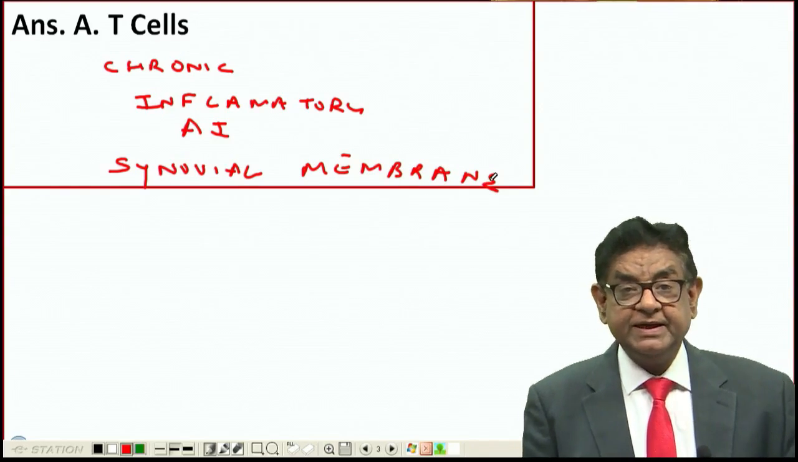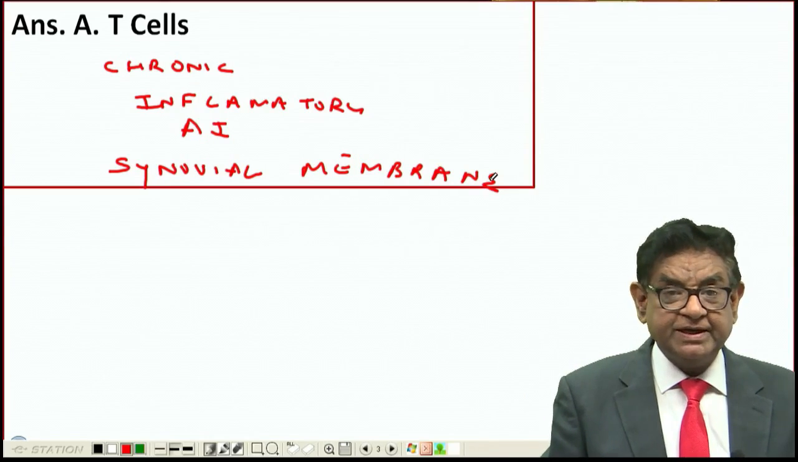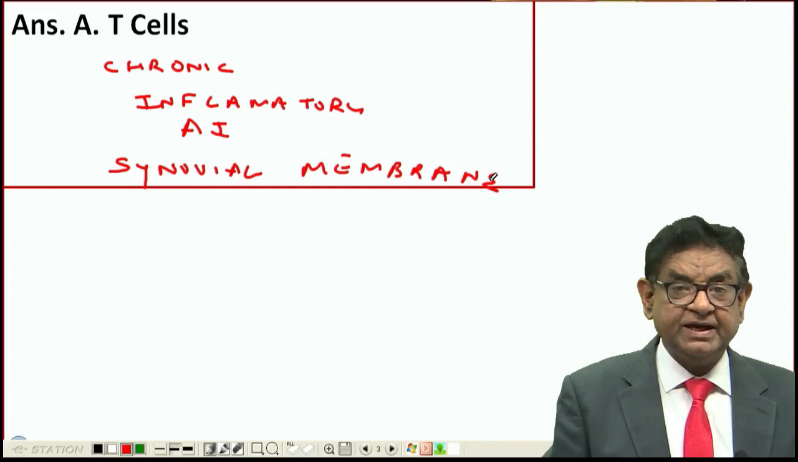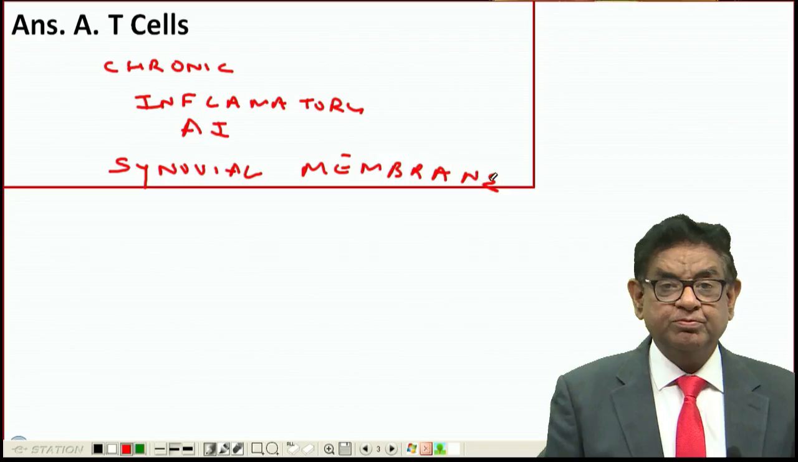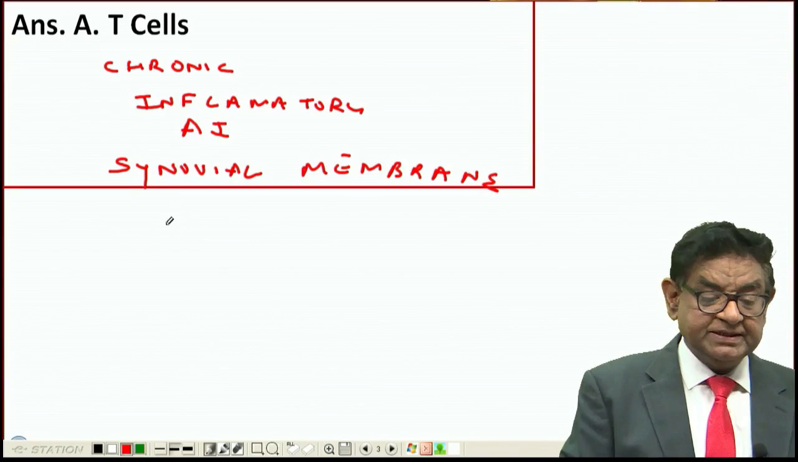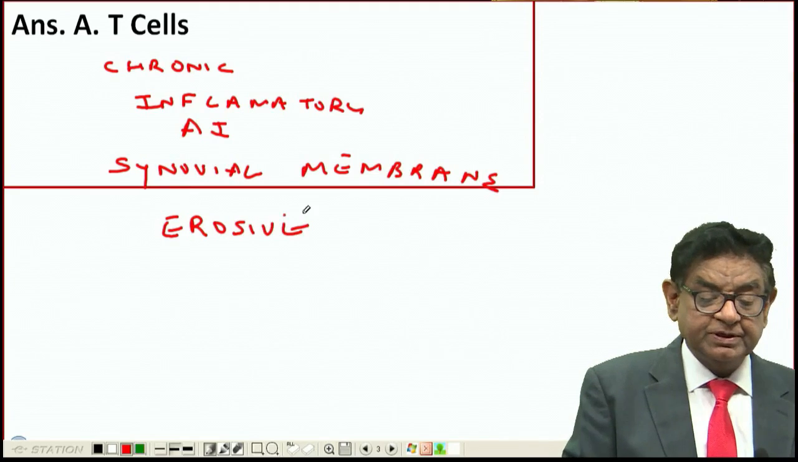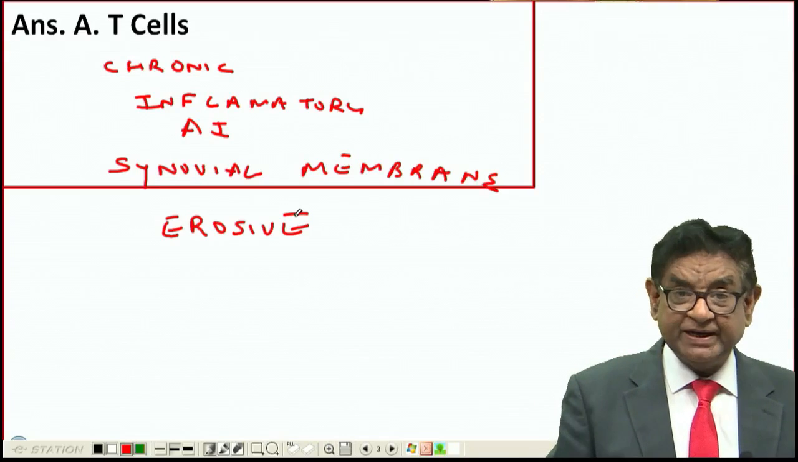So ultimately in a joint, the synovium is the first to be involved, later on it involves the cartilage, and later on it involves the bones also. And ultimately it leads to bone deformity. Okay, that means it is a type of erosive arthritis. Erosive arthritis means it leads to joint deformity.